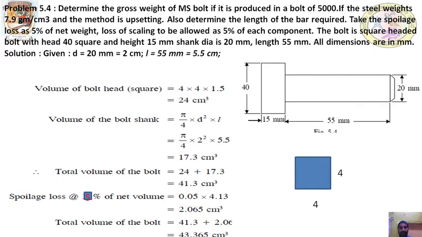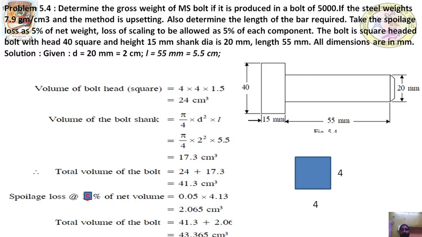So there is one bolt they are manufacturing. You have to find out the gross weight of the single finished bolt, not the raw material size. It is produced in a batch of 5000, so you need to determine the gross weight of a single bolt, not the 5000 bolts. The density of the steel is 7.9 grams per centimeter cube.